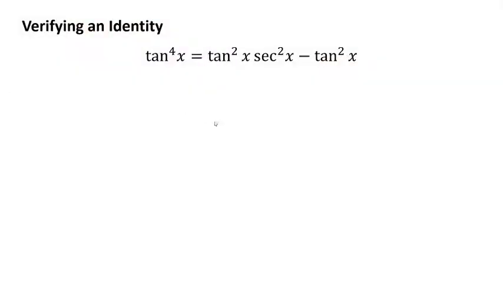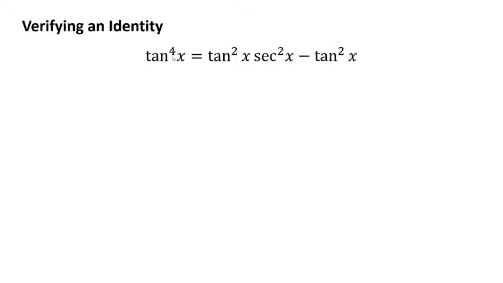Okay, these things just get more and more complex. We just get a chance to do more and more of these. Here's our next one here. Notice I've got tangent, not squared here, but tangent to the fourth x is equal to tangent squared x secant squared x minus tangent squared x.